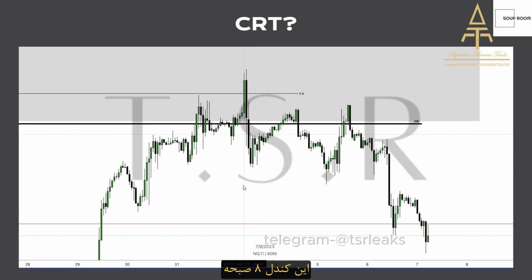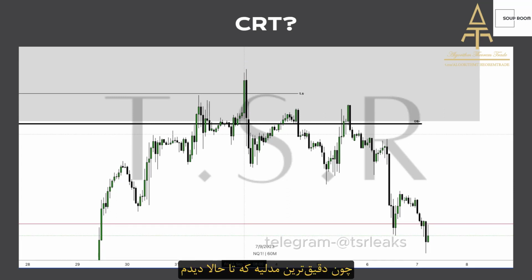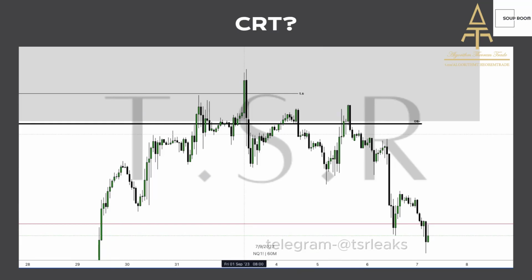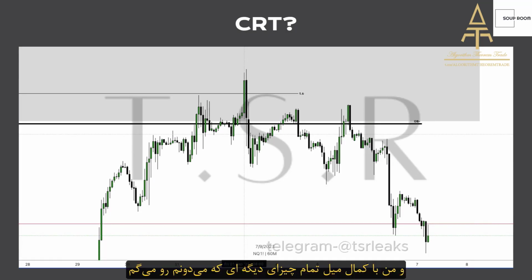This is the 8 a.m. candle. What a coincidence, am I right? Why would I create a 9 a.m. CR model? Because it is the most accurate model that I have ever seen to date. Prove me wrong, show me another model that beats the 9 a.m. CR, and I will gladly reveal everything else that I know.